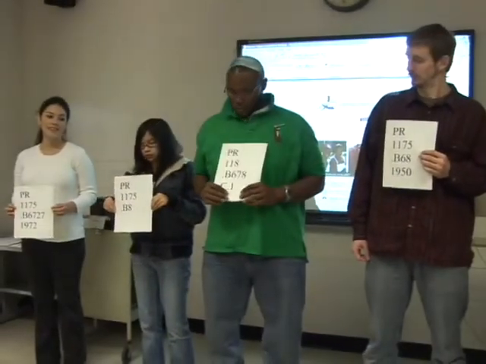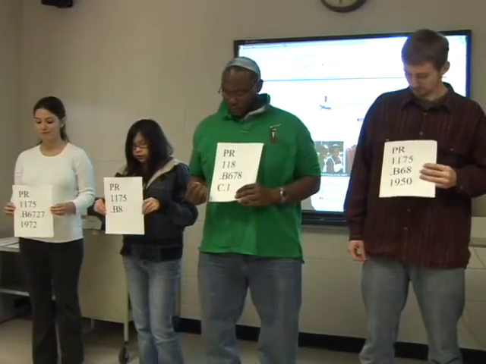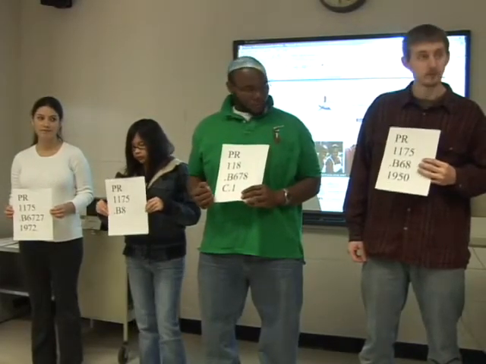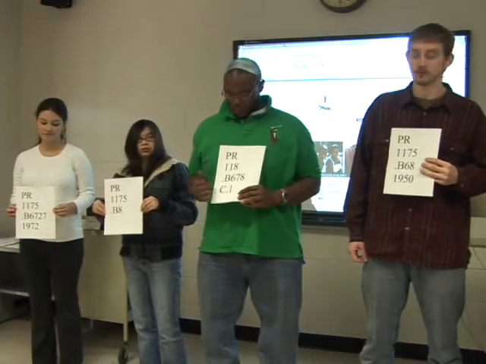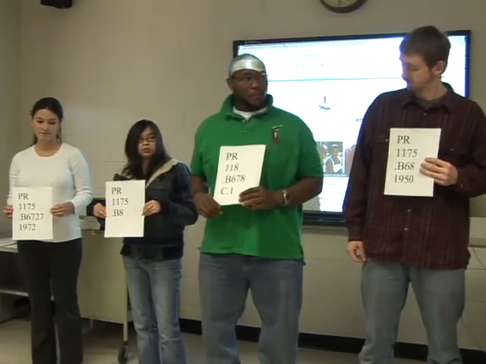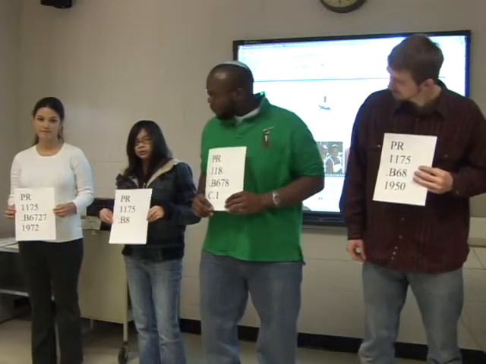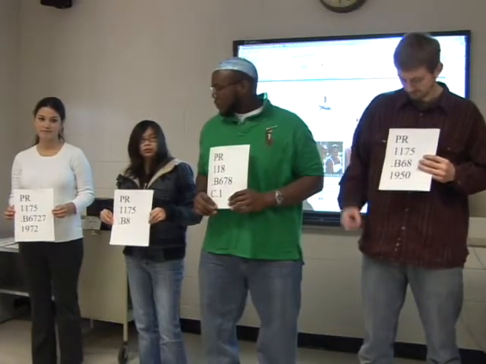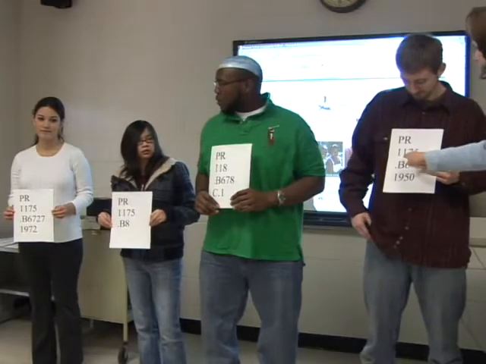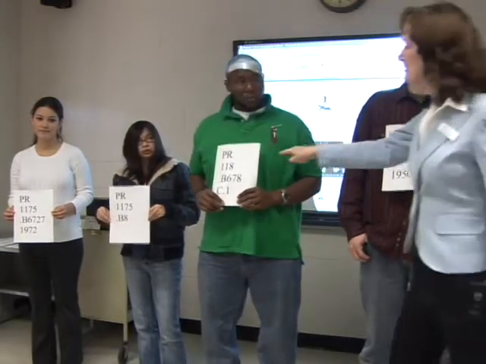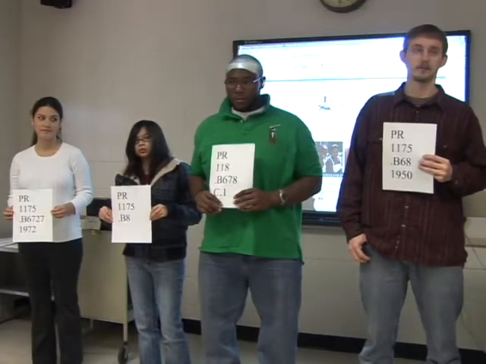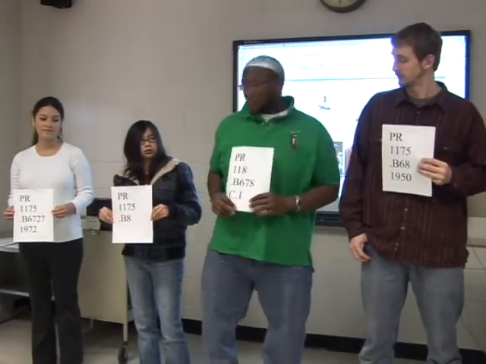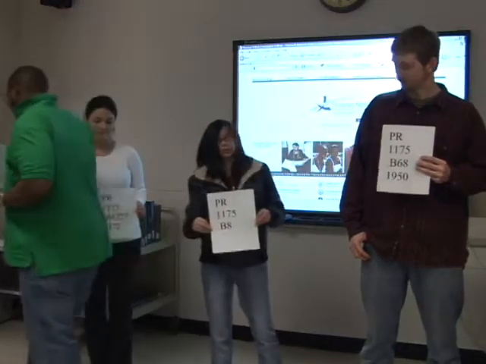So now we have four books that all have the same call letters up there on the top line. They're all PR. So we have to move down one line because that top line doesn't help us. We're going to move down to the second line. And on that second line, those are whole numbers. Those are not Dewey numbers. This is 1,175. This is 118. So which of these come first of the PRs? Okay, 118. So we'll ask 118 to move down there.